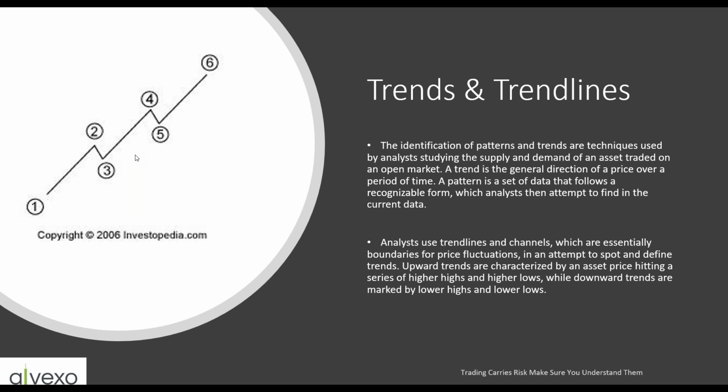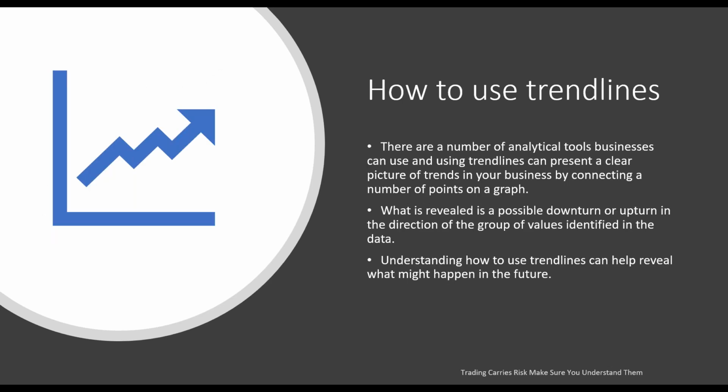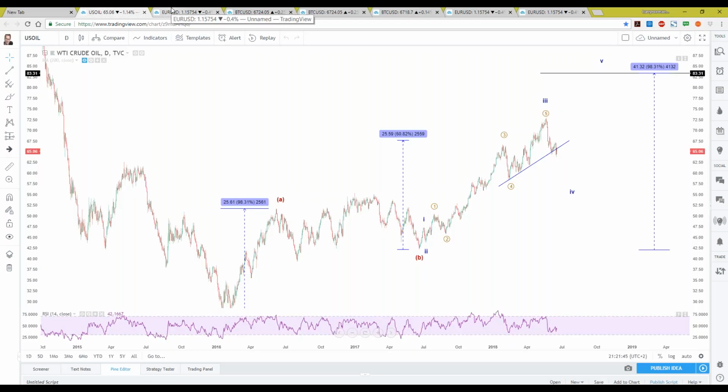So analysts use trends, which are essentially boundaries of price fluctuation, and attempt to spot and define trends. Upward trends are characterized by an asset hitting a series of higher highs and higher lows, while downtrends are marked by a series of lower lows and lower highs. So let's go look at a live chart and see what we can find here.